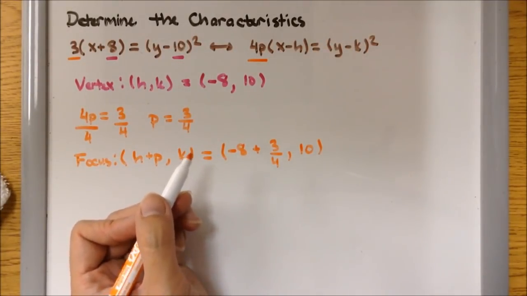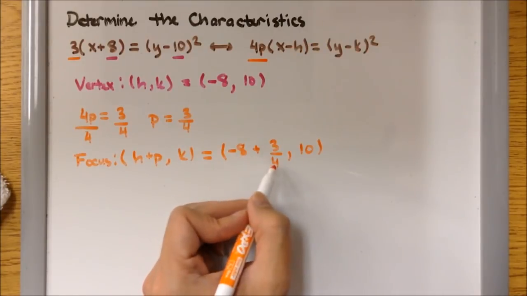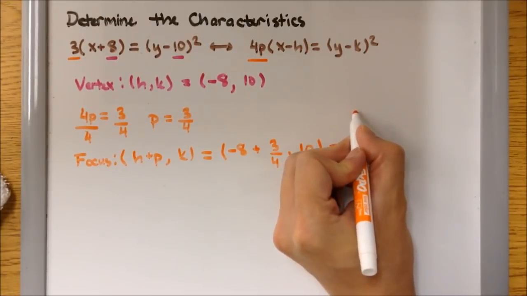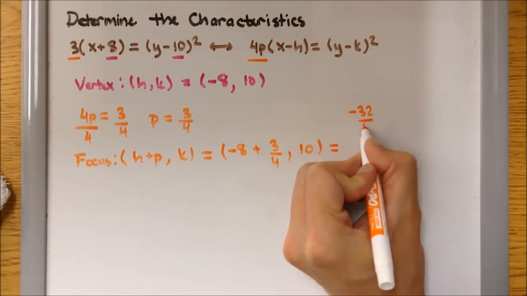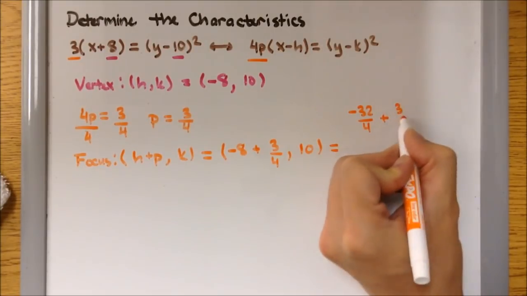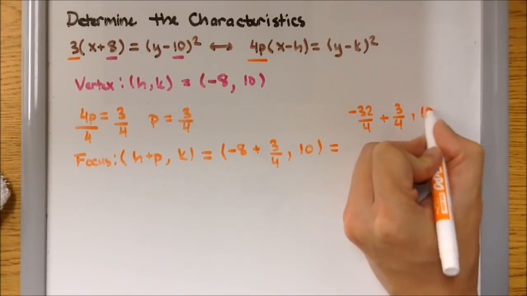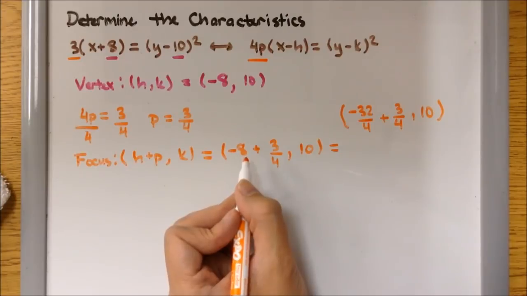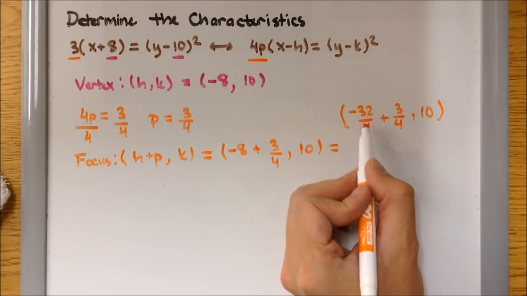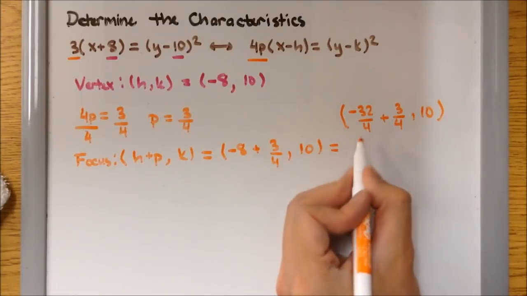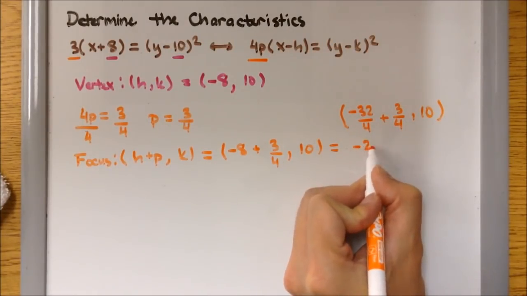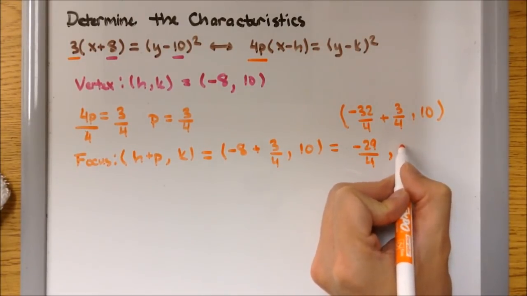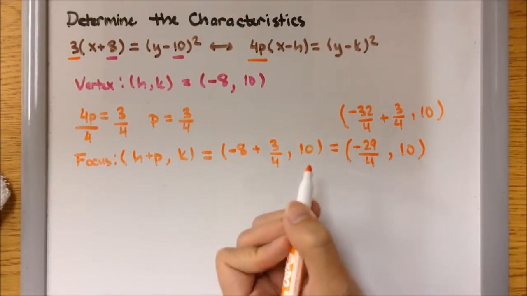So -8 plus 3/4. So I'm going to change -8 into a fraction with a common denominator. I'm going to write it here for more space. So -32 over 4 plus 3/4, comma 10. Now I didn't do the whole stuff because it's expected for you to know how to convert this into a fraction with a common denominator. So negative 32 over 4 plus 3 over 4, that's going to be negative 29 over 4, which you cannot simplify, so I'm going to leave it like that, comma 10. So this is our focus.